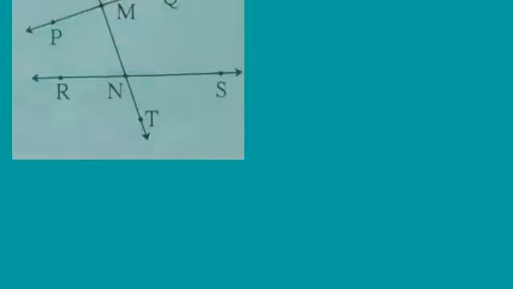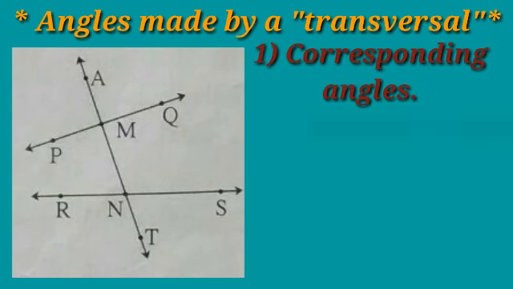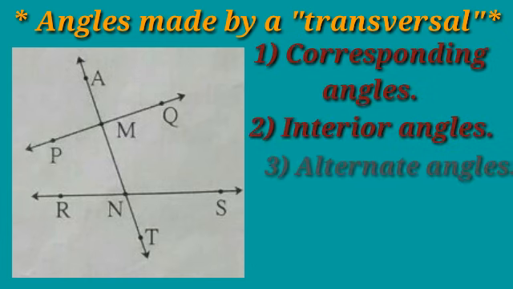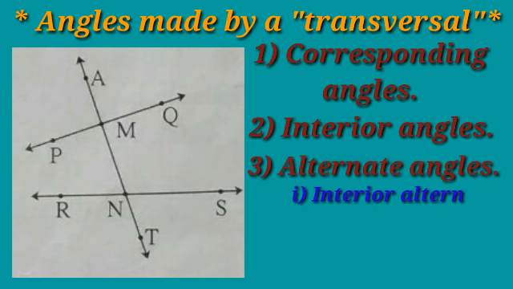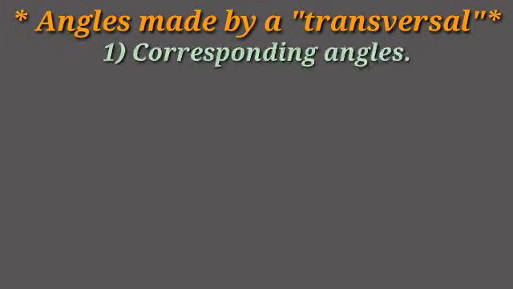Now observe the figure very carefully. In this lesson we are going to study the angles made by the transversal. There are three kinds of angles. First one is corresponding angles, second one is interior angles, and third one is alternate angles. The alternate angles are also divided into two parts, that is interior alternate angles and exterior alternate angles. Now let's see each angle in detail. The first one is corresponding angles.